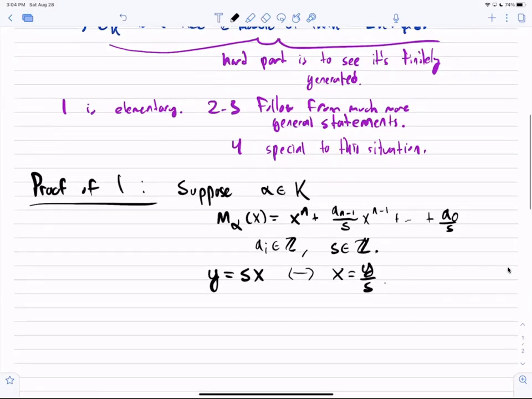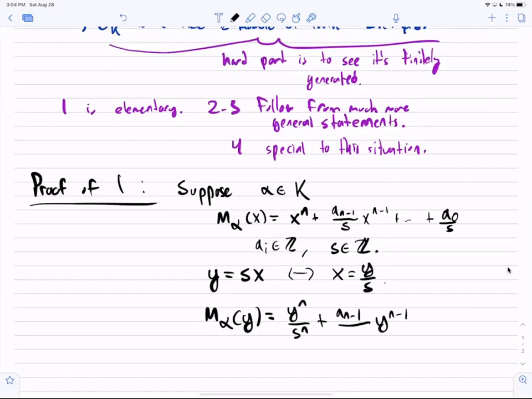And I get m alpha of y just by substituting. It's going to be y to the n over s to the n plus a n minus 1 over, well, I'm going to get y to the n minus 1 times s to the n minus 1. I combine that with the s that's already there. I'm going to get s to the n. And then on a n minus 2, I'm going to get s to the n minus 1, and so on, all the way up to a naught over s.